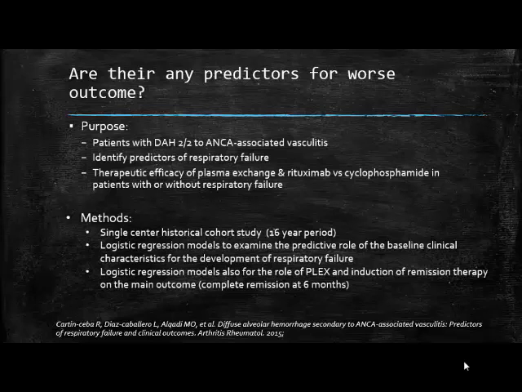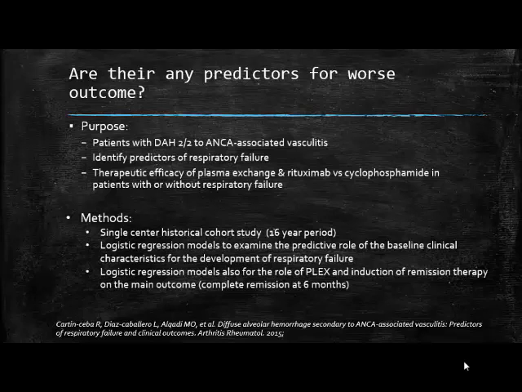Are there any predictors for worse outcomes? I'm going to talk a little bit about this also. This study was published in 2015 in Arthritis & Rheumatology. The purpose of the study was to look into patients who had DAH secondary to ANCA-associated vasculitis and identify predictors of respiratory failure. They also wanted to look into the efficacy of plasma exchange, as well as which is better, rituximab versus cyclophosphamide, in patients with or without respiratory failure.